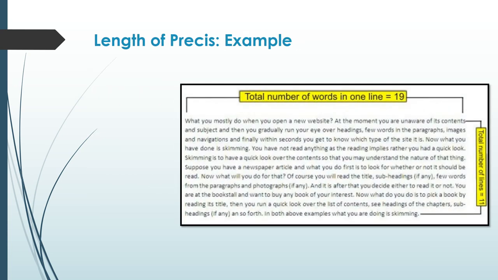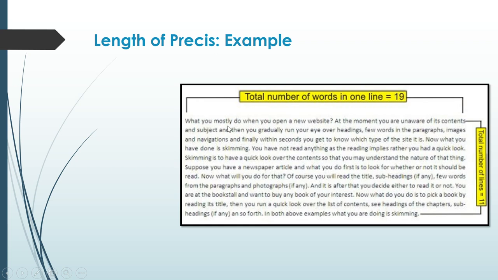Now, before I get into an example of Precis writing, let me take you to the word count. Now this is just an example. Don't worry about the look of the font, because we are not interested in reading it at all. I just wanted to give you an idea of the length of the passage and how to count the number of words and the number of lines. Now, if such a passage is in front of you, the first thing you have to do is to get the idea of how much you have to reduce it. You have to first count the words in the first line.